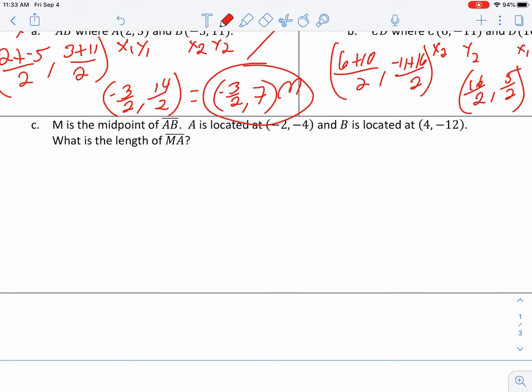All right, letter C. M is the midpoint of AB. A is located at -2, -4, and B is located at 4, -12. What is the length of MA? So here, I want to keep in mind that I am trying to find actually a length, not a location, but a length. This one can be done 2 different ways.